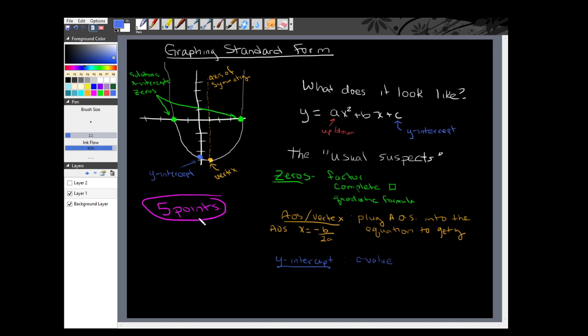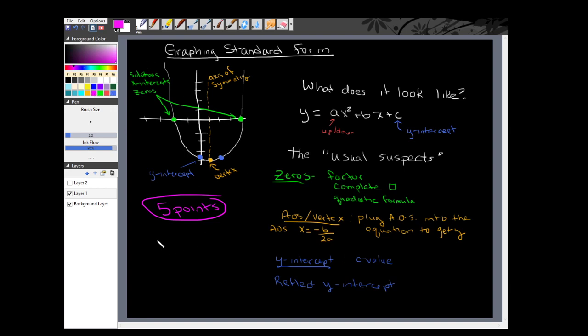Now, just a minute ago, I told you guys that we need 5 points in order to graph something, right? What we have done here is we've actually described 4. So the way that I usually get my fifth point is I reflect the y-intercept across the axis of symmetry. So the y value will stay the same, and then the x value changes, and that gets us our fifth point for our nice little u.